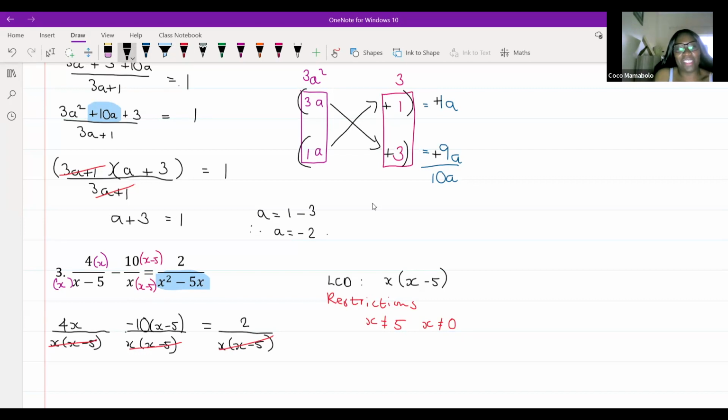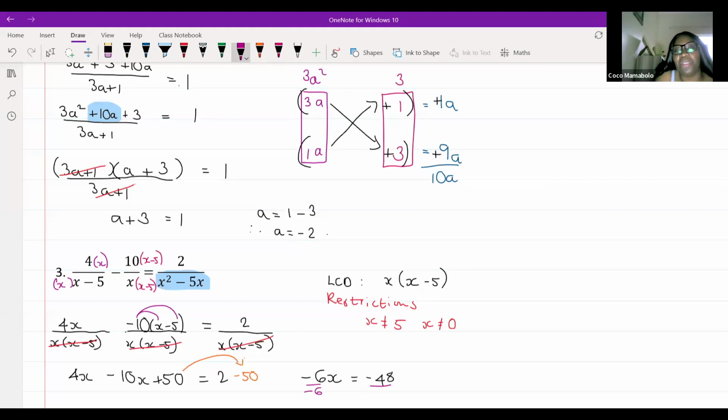So on the top, I'm going to get 4x minus, now over here, I need to distribute in. I'm going to get minus 10x plus 50 is equal to 2. And then I can solve for x. I just need to take that positive 50 over to the other side. 4x minus 10x will give me negative 6x is equal to, well done. Thank you, Narisha. Okay, I'm going to get 2 minus 50 on this side, and that's going to give me negative 48. And then I'm just going to divide both sides by negative 6.